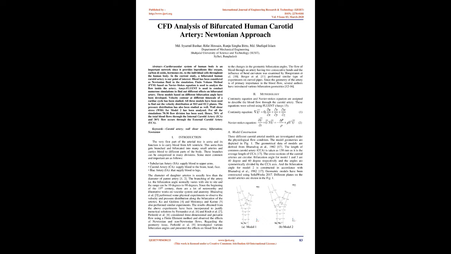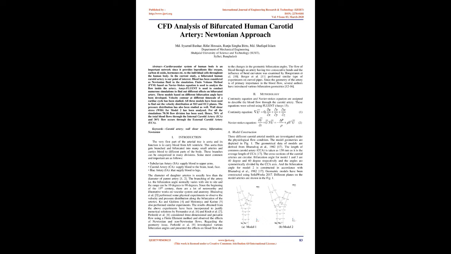All 3 models have been used to find out the velocity distribution at SS3 and EC2 planes. The pressure distribution has also been studied. Wall shear stress, WSS, for Model 2 has been analyzed. For all the simulations a 70:30 flow division has been used. Hence, 70% of the total blood flows through the internal carotid artery, ICA, and 30% flows through the external carotid artery, ECA. Keywords: carotid artery, wall shear stress, bifurcation, Newtonian.